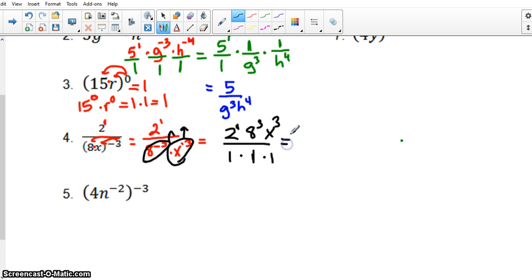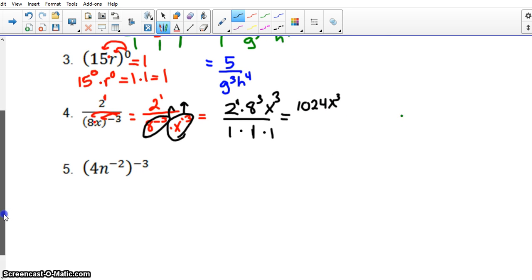So your next step is you are just going to simplify 2 times 1 copy of 2 and 3 copies of 8. That's going to give me, when I simplify that on my calculator, 1,024. I'm going to keep my x to the third up top. And when I multiply straight across, I can see that I just have a 1 on the bottom. Anything divided by 1 is just itself. So the final answer is 1,024 x to the third.